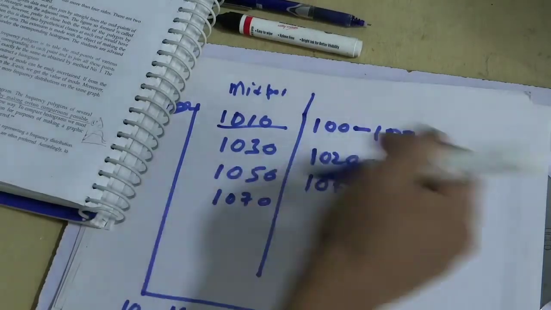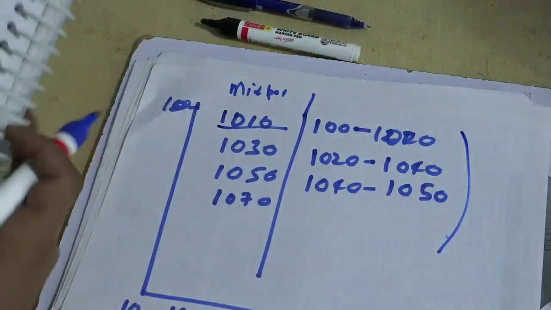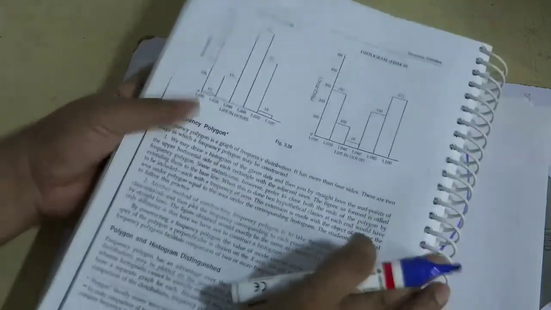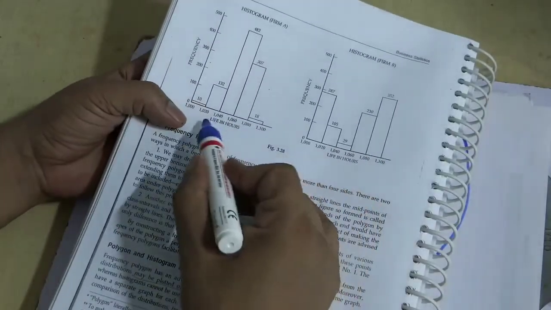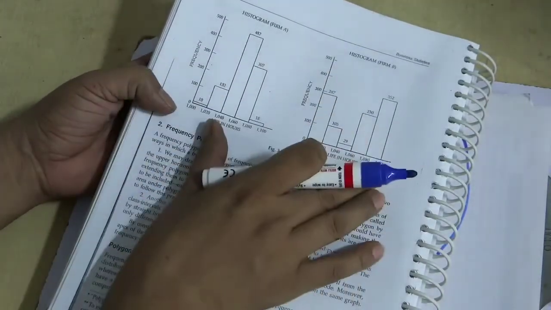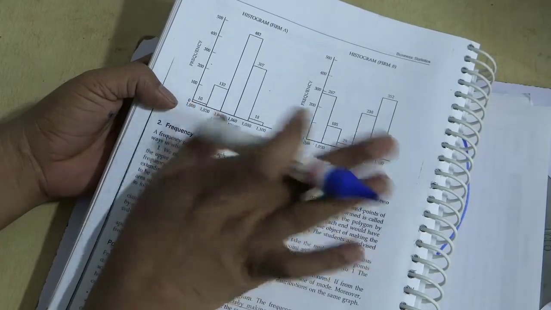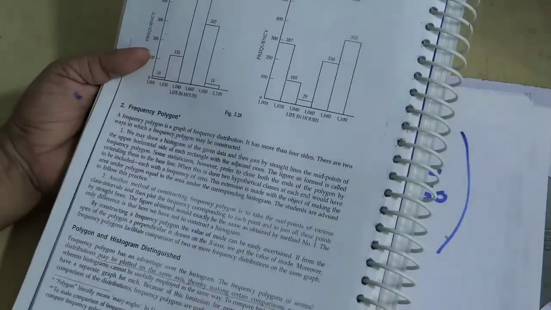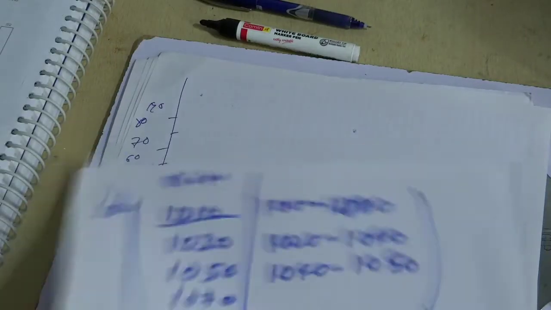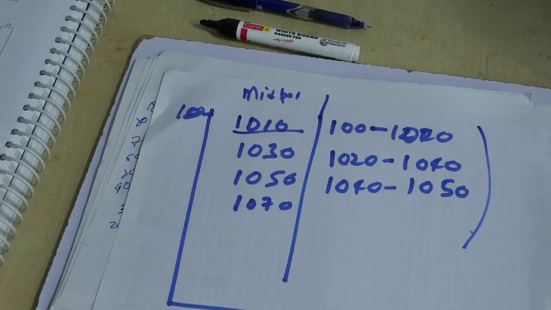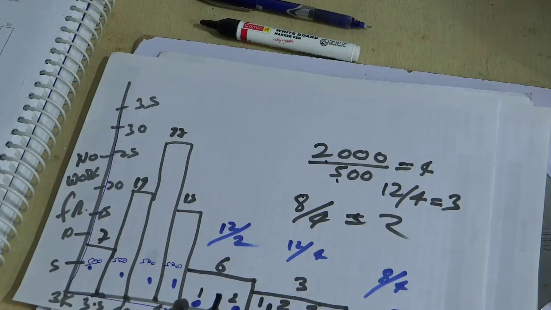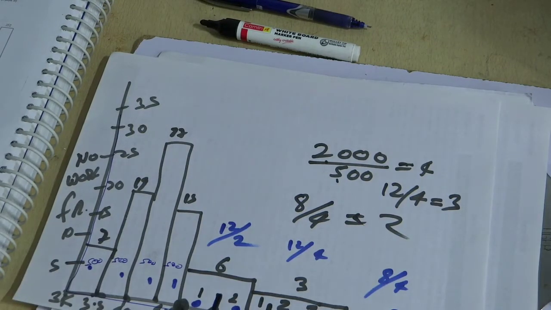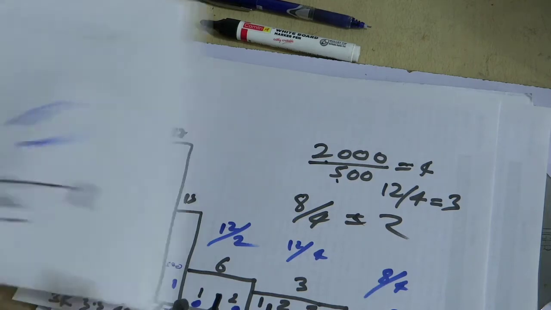After calculating this, you have to draw the histogram in the same fashion. But here, your book may have two sets of data given, and this is the result of the two sets of data. Why two sets of data are given here is also important. We will see that later on. Okay, now we have to draw. I think it's over. Now we have to draw here.